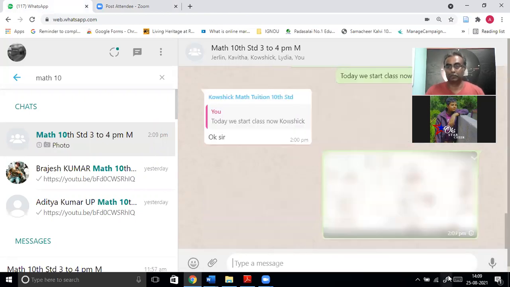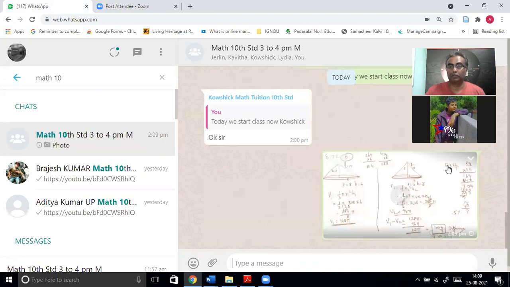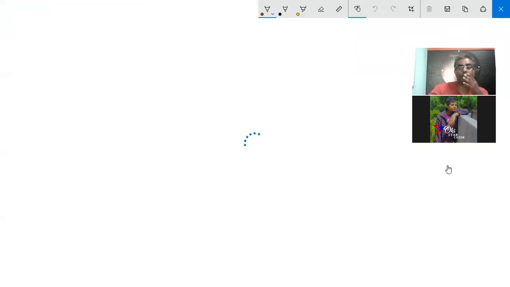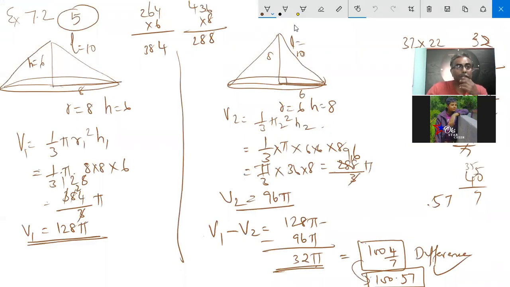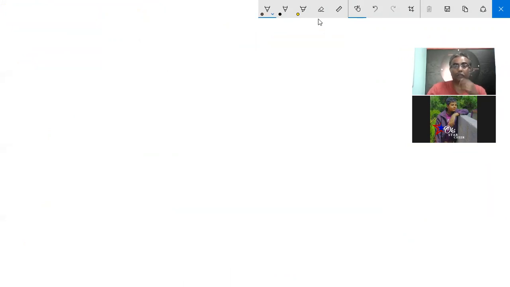Okay, let us go back. Now let us do, this is exercise 7.2, fifth sum. Now let us do sixth sum. Sixth sum is saying the volume of two cones of same base radius.